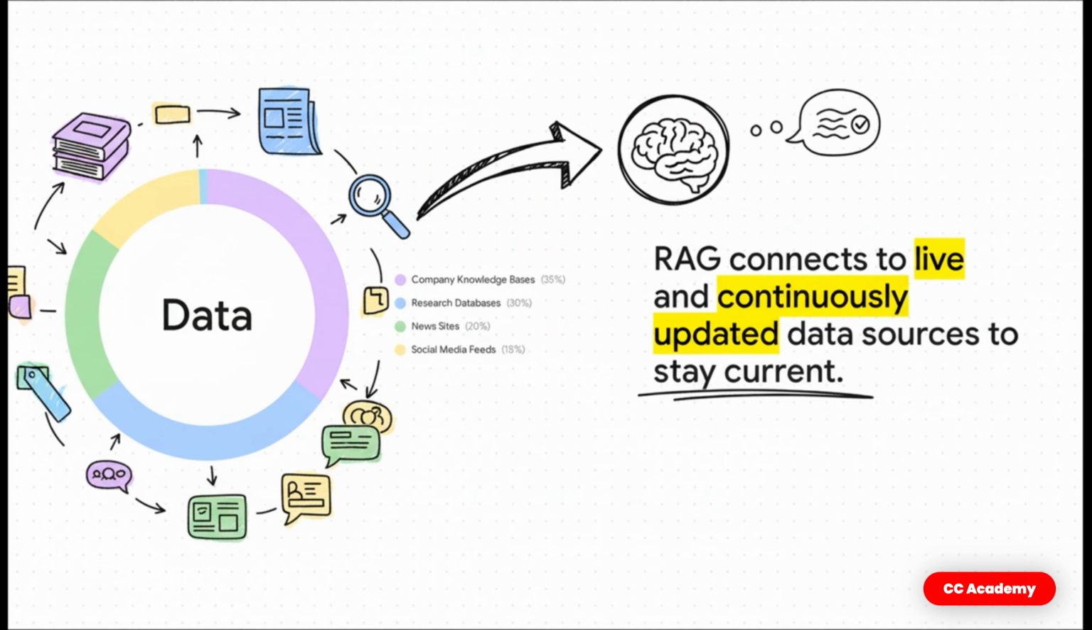And the beauty of it is that it can connect to almost anything. A RAG system can pull information from a company's internal documents, from up-to-the-minute research databases, live news websites, or even social media feeds. The knowledge source is totally flexible, and you can tailor it to whatever you need.